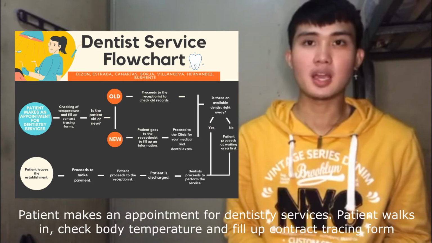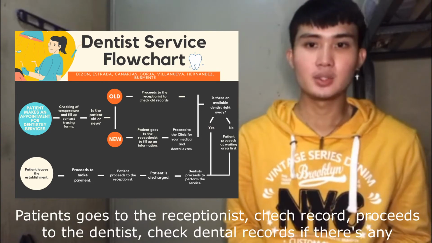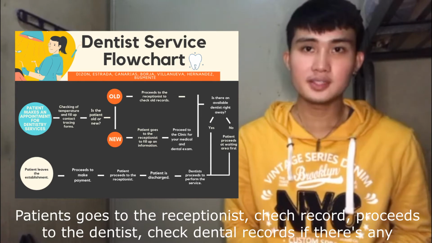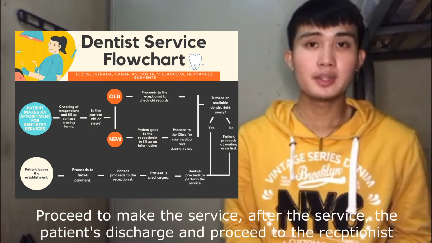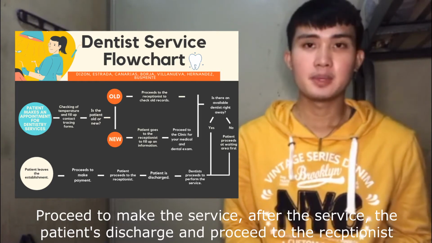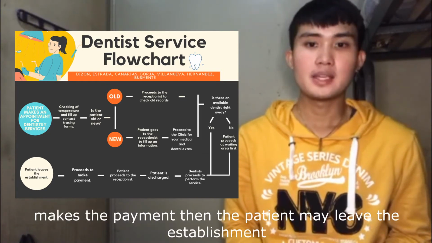Patients make an appointment for dentistry services. Patients walk in, check body temperature, and fill up contact tracing form. Patients go to the receptionist, check records, proceed to the dentist, check dental records if there is any, proceed to make the service. After the service, the patient's discharge. Patient proceeds to the receptionist, makes the payment, patient leaves the establishment.